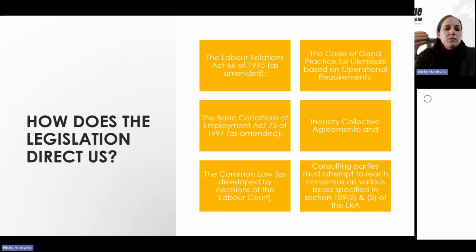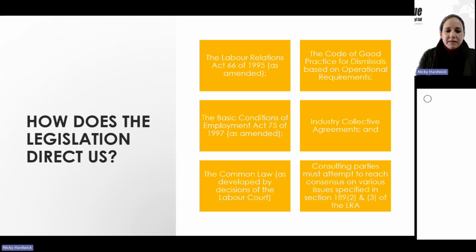Okay. So when we look at how legislation directs us and what we need to be doing, we have to look at the various different pieces of legislation that will affect this particular process. So there's the Labour Relations Act, which refers to the dismissals for operational requirements. What are the processes that need to be followed? And then, possibly not most importantly, but I think it is quite important, is the Code of Good Practice on dismissals for operational requirements.